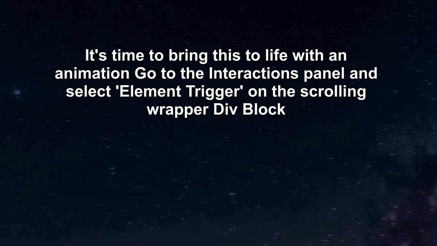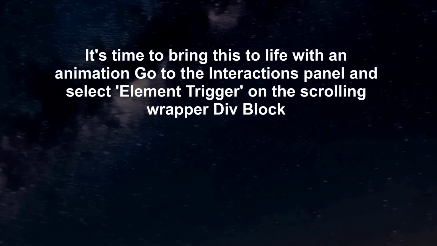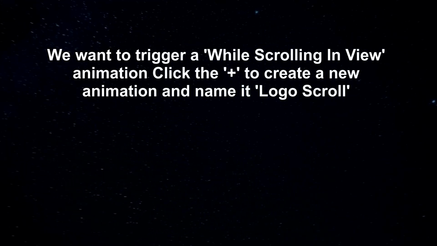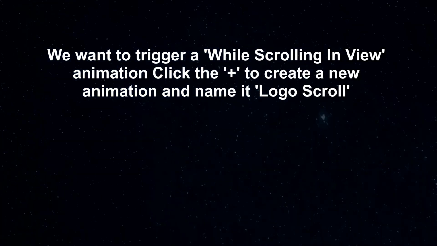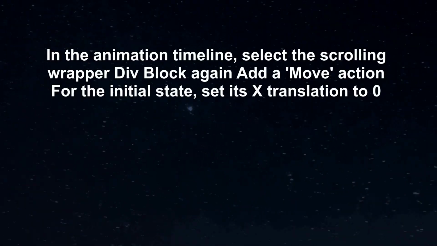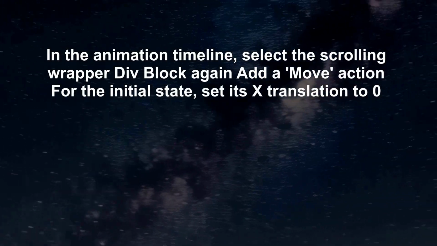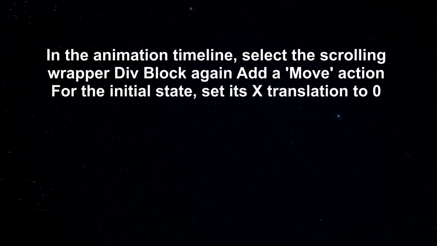Go to the Interactions panel and select Element Trigger on the scrolling wrapper div block. We want to trigger a while scrolling in view animation. Click the plus to create a new animation and name it Logo Scroll. In the animation timeline, select the scrolling wrapper div block again, add a move action for the initial state, and set its X translation to 0.